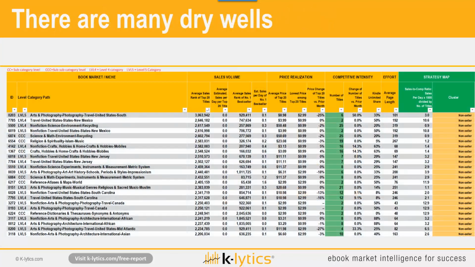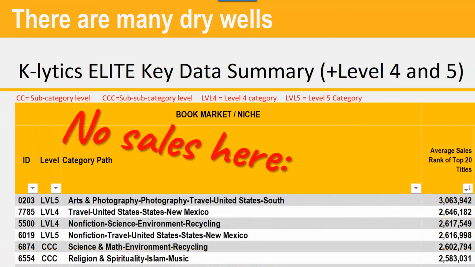In fact, there are many dry wells on the Kindle market. So if we just have a closer look here at our K-lytics Elite data summary, which we do every month, see here the worst selling categories are some non-fiction categories where across the top 20 titles, the average sales rank is only 3 million. Now that's where you don't want to be.